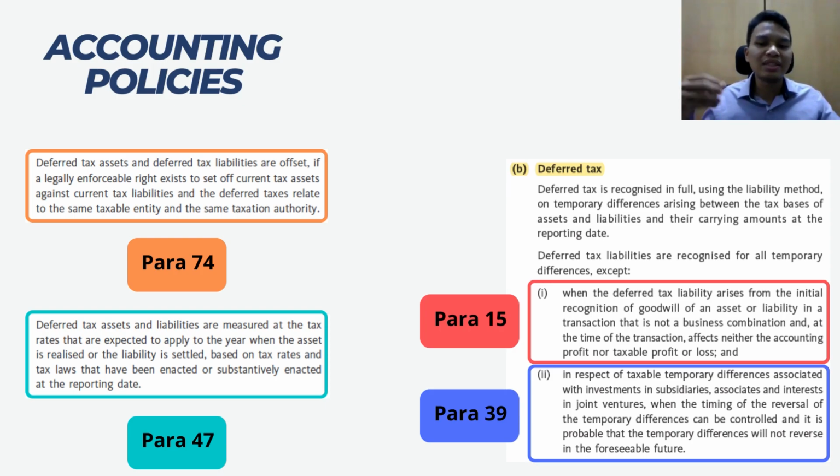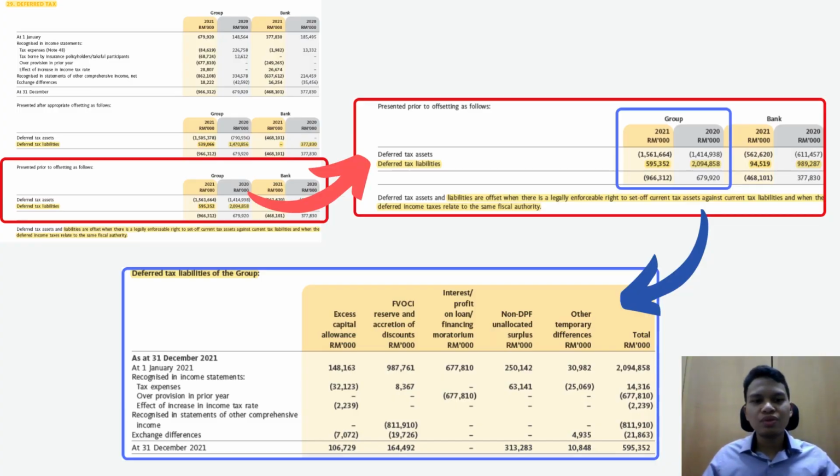Para 39 is related to investments in subsidiaries, branches and associates, and interests in joint arrangements. The deferred tax liabilities may not be recognized when these conditions are satisfied: the parent, investor, joint venturer or joint operator is able to control the timing of the reversal of the temporary difference, and it is probable that the temporary difference will not reverse in the foreseeable future. This is the detail about deferred tax, which can be found in Note 29 of the Maybank annual report. The audience may pause for a moment at this part if you want to observe the report.